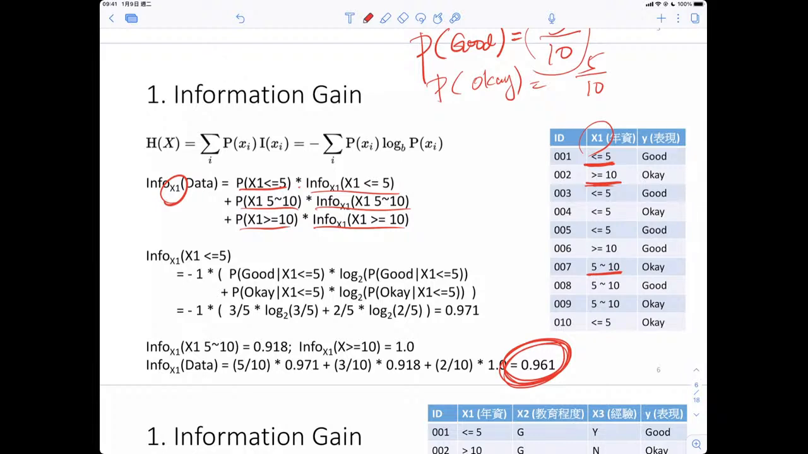Okay, so when we calculate the information gain of X1, we are trying to evaluate the entropy of X1. For example, X1 has three different values: less than 5, larger than 10, between 5 and 10. If all three events for this random variable are equal in probability, then we think the entropy is very high. However, the probabilities of these three events in X1 are not equal, because they do not occur with the same probability. So basically, the entropy is a little bit lower, because one of the events has a higher probability of occurring when we observe the data X1.